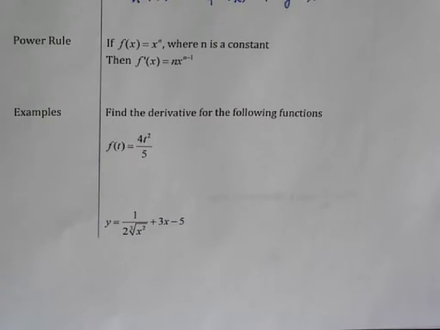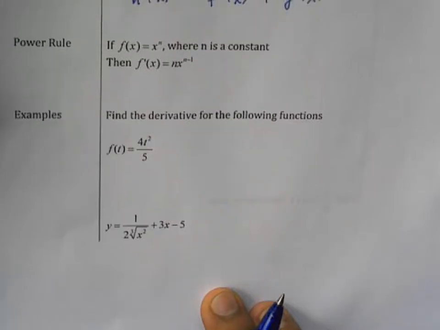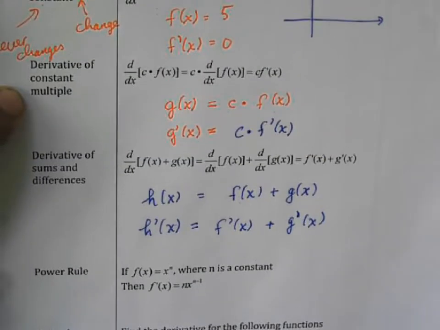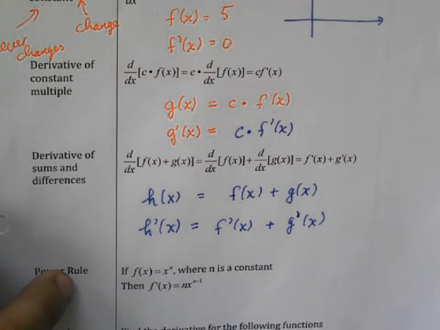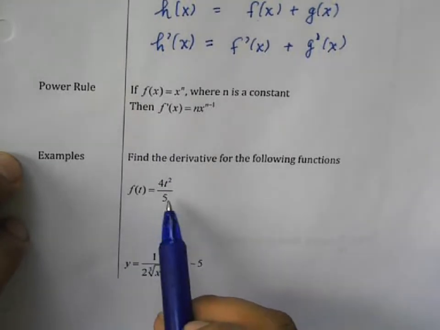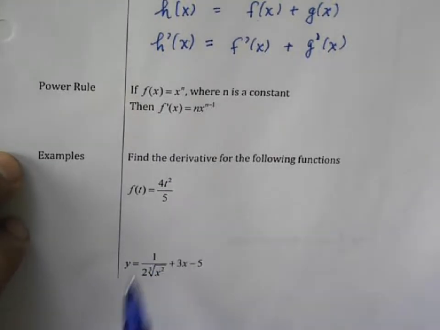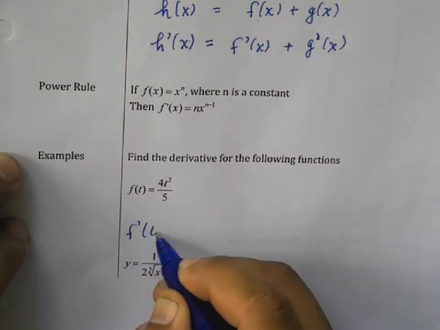Let us now return to our examples. We've talked about these rules before: derivative of a constant, the derivative of a constant multiple, derivative of sums and differences, and we proved the power rule. So now let's apply it. F of t equals 4t squared over 5. We want to find f prime of t.